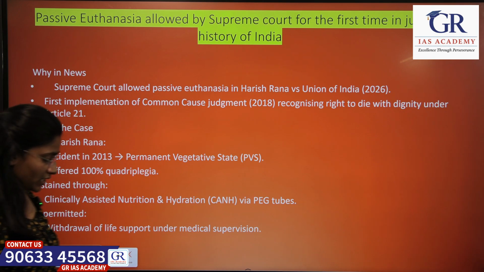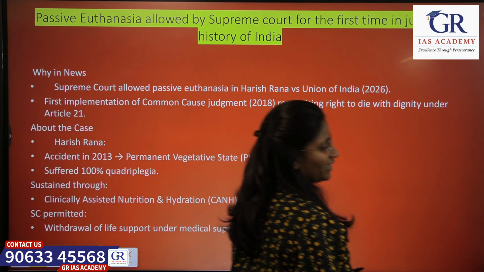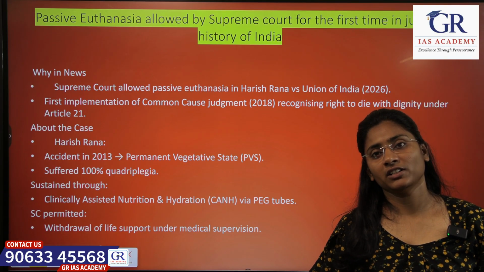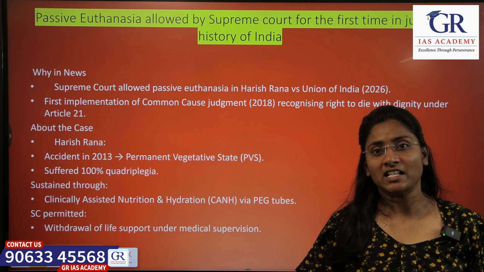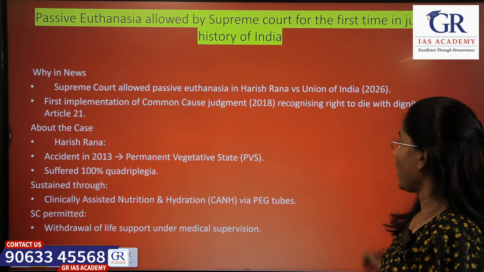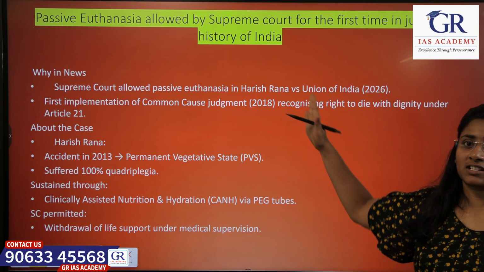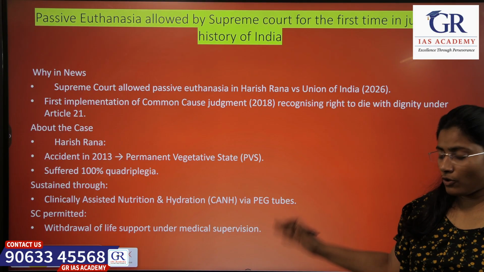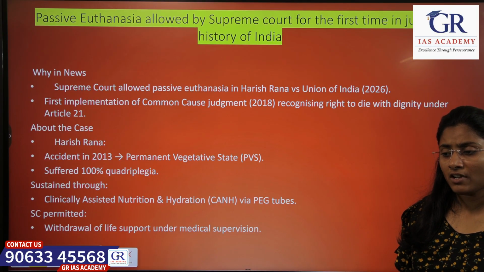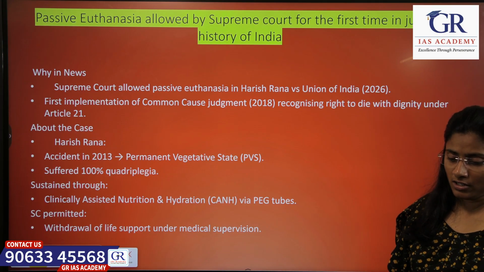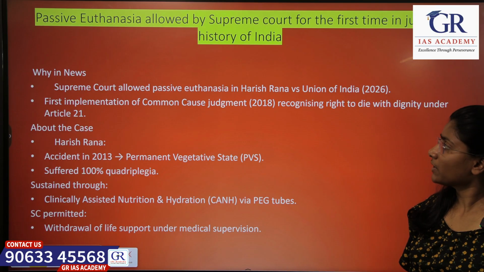Okay, our next topic is an important topic that has been discussed many times in our country, and questions regarding this have been asked many times in UPSC in past years. So what is euthanasia? What is passive euthanasia? What is active euthanasia? Okay, fine.